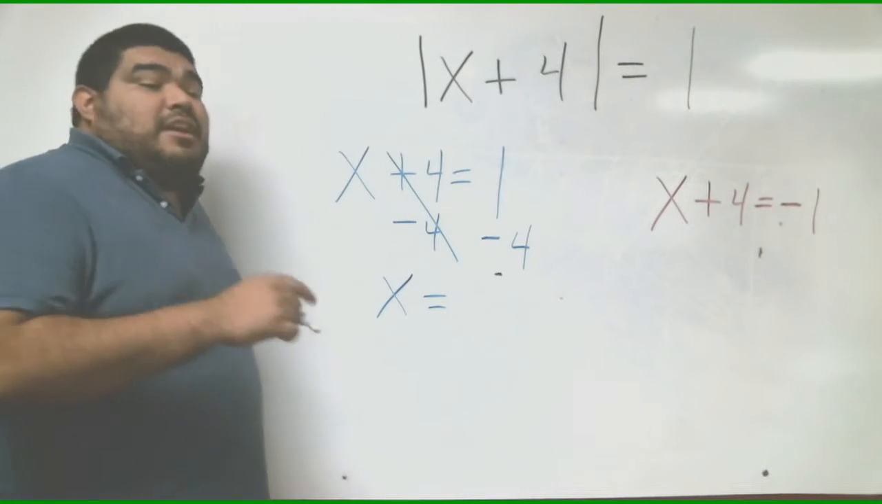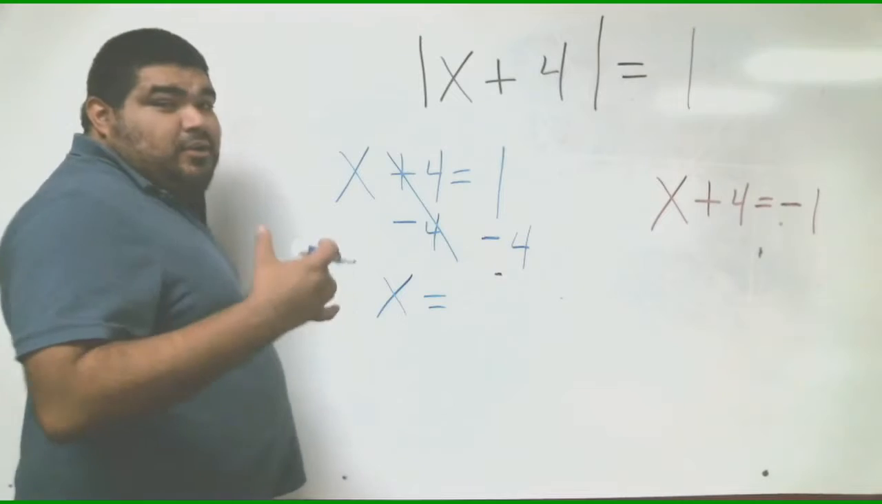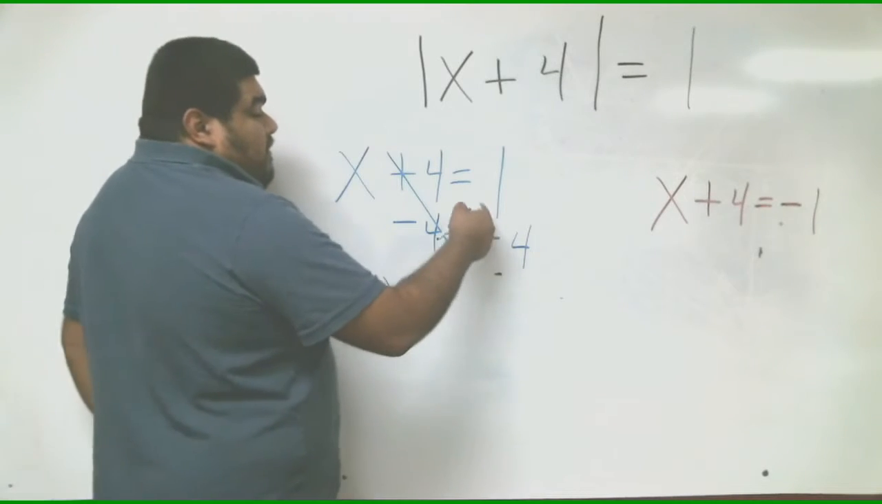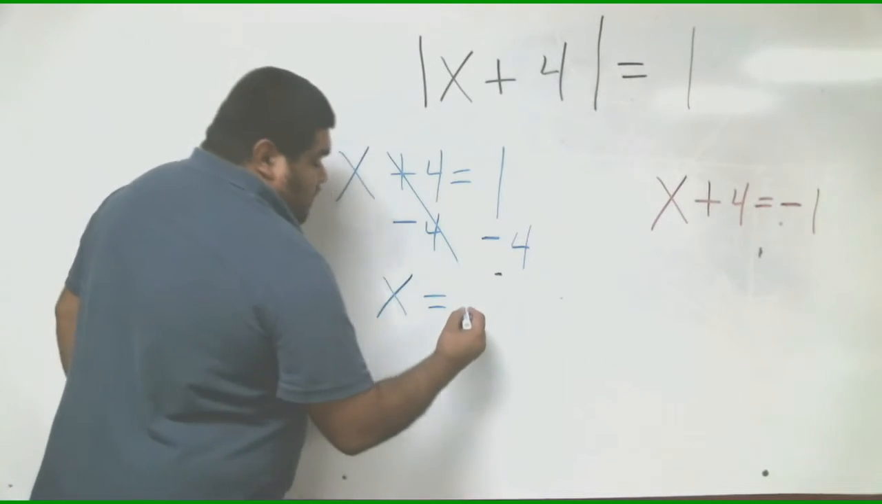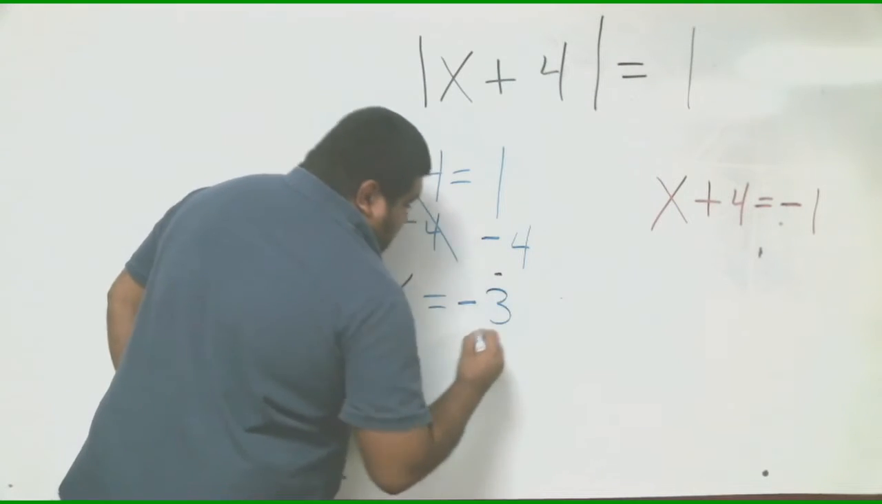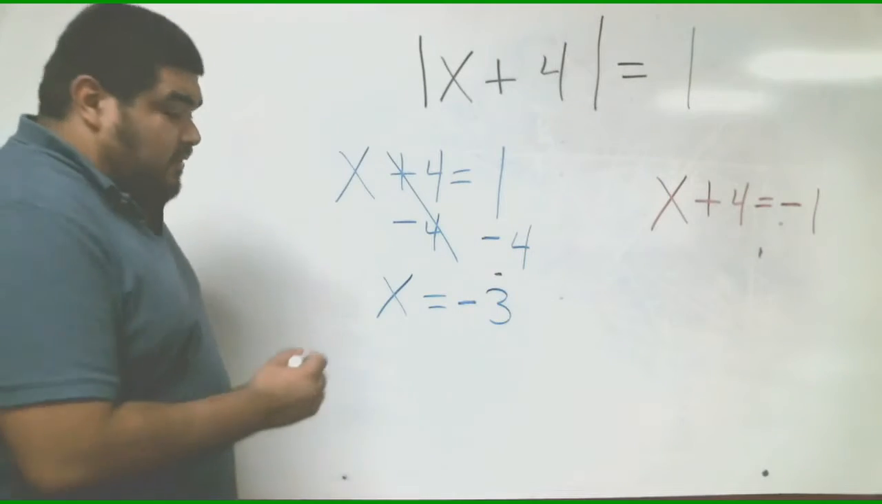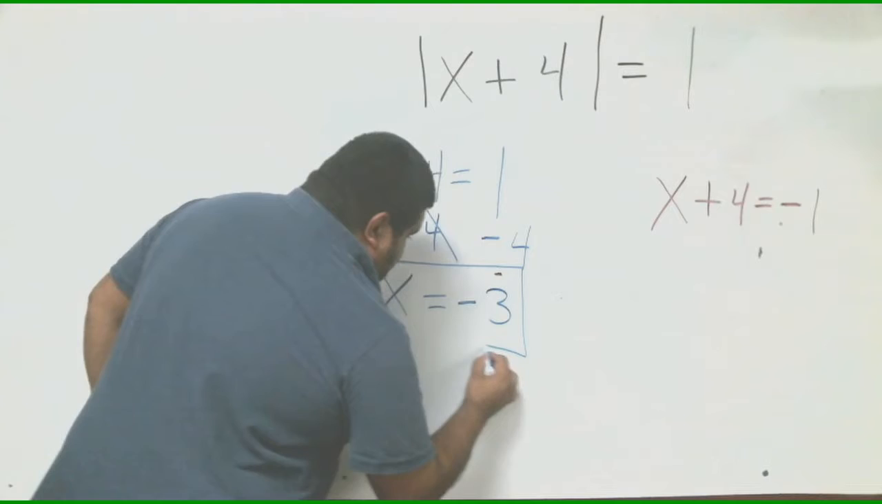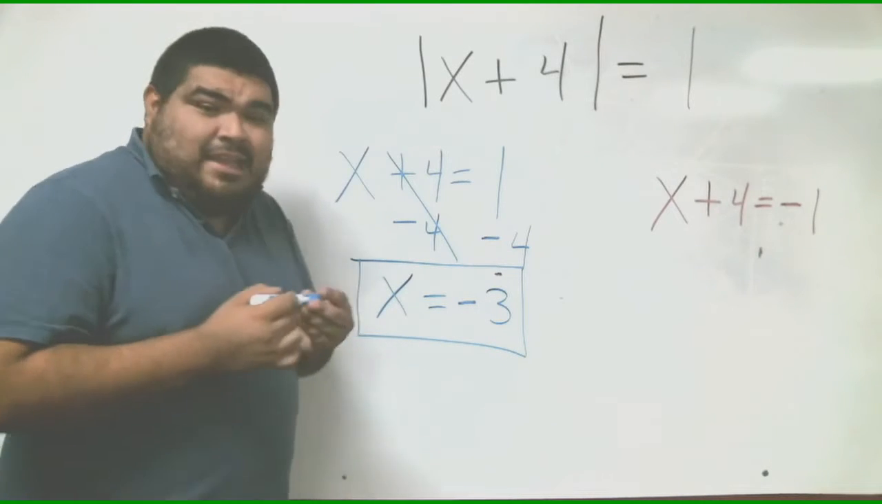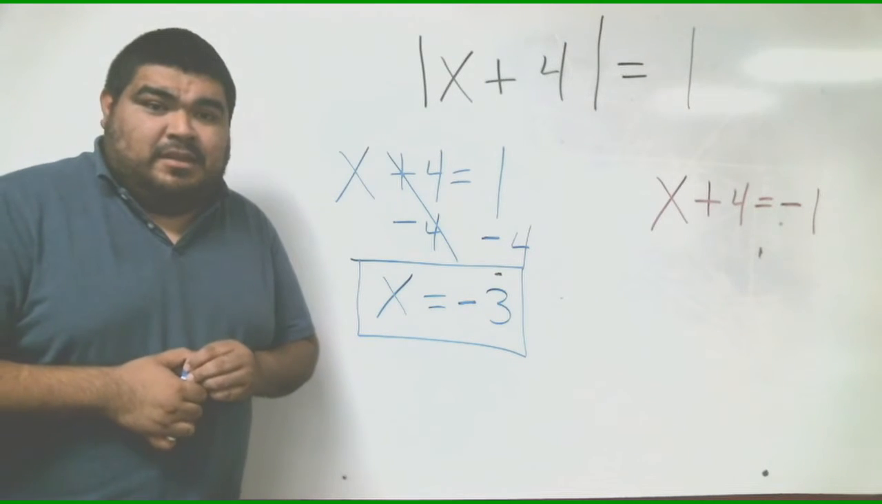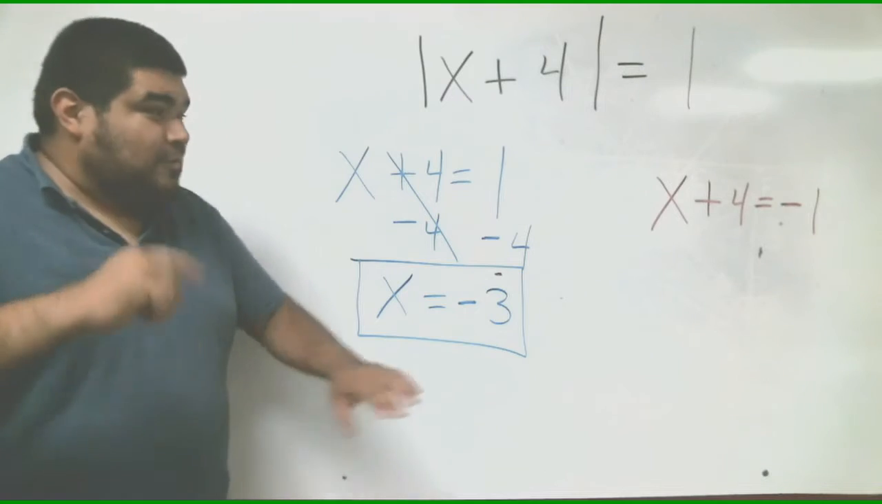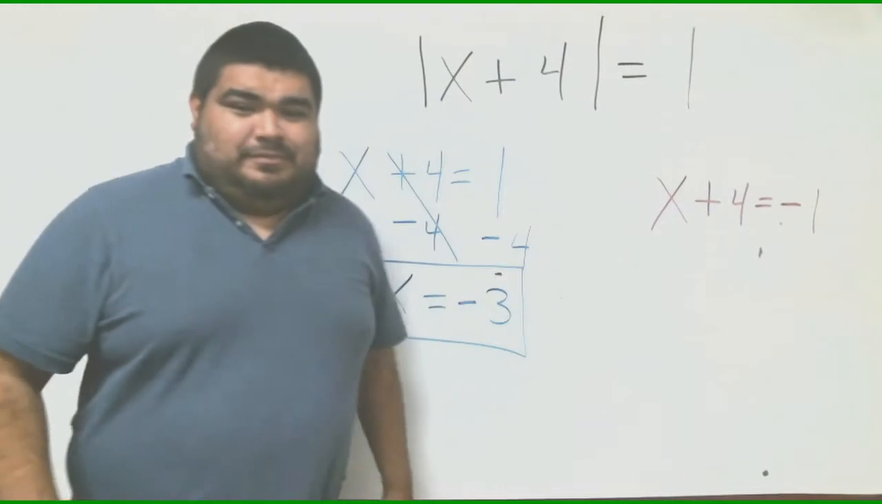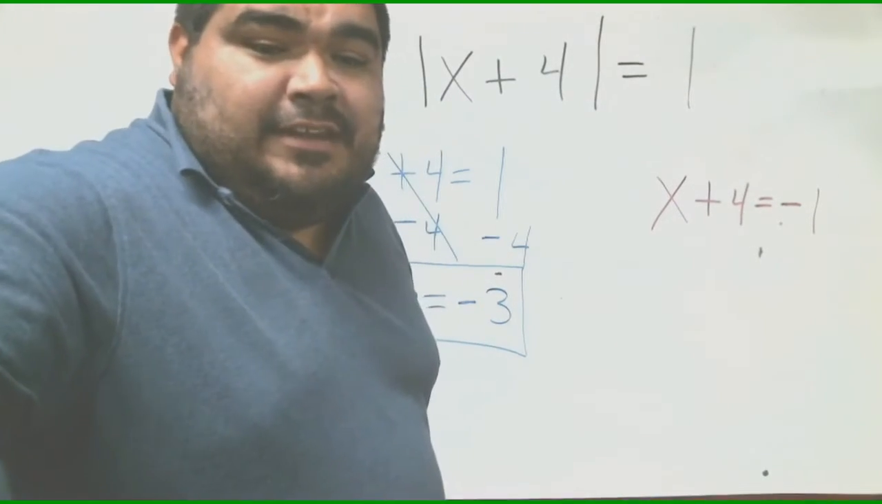Remember, your answer has to be negative, right? Because the negative is bigger. So we're going to subtract 1 from the negative 4. We have negative 3. So one of your answers is x equals negative 3. But we're not done yet. We still need to solve for the negative one too. So let's solve for that negative one.